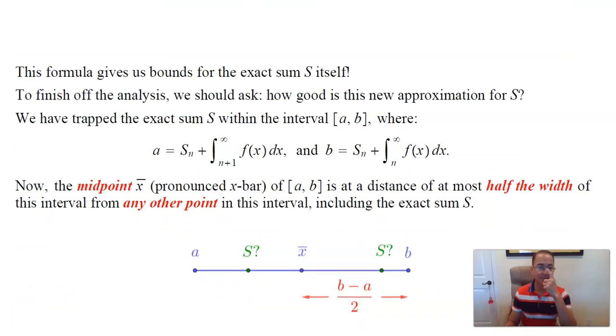Here's the picture. I don't know what the exact sum is, but it's trapped between these two numbers. Let's give them names. Let's call them A and B, because those are big, ugly expressions. All right. A is, of course, smaller than B. And we know that S is somewhere between A and B.